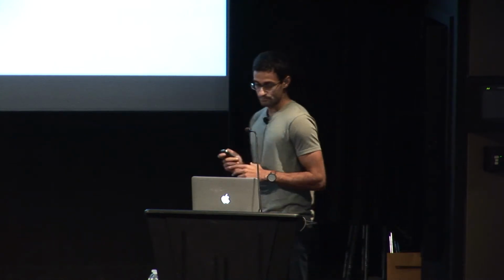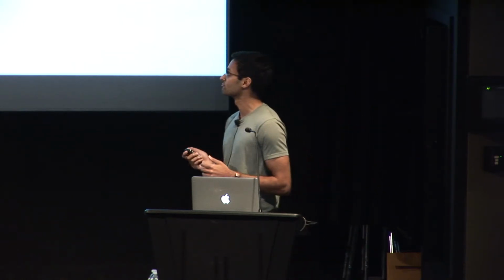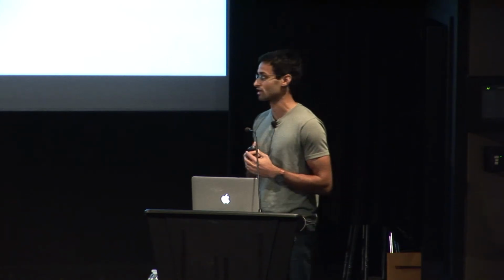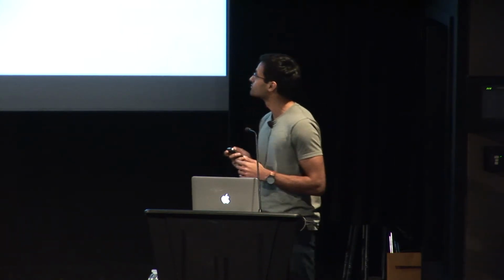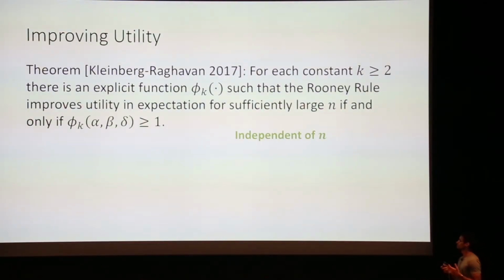Okay, so let's get into the main result here. The main result is you can actually get a pretty accurate characterization of this ratio of quality that we were talking about. And surprisingly, it doesn't even depend on n. So essentially, we're in a world where it doesn't actually matter how many applicants you have. Whether or not this Rooney rule is doing good things for your utility only depends on these other parameters.